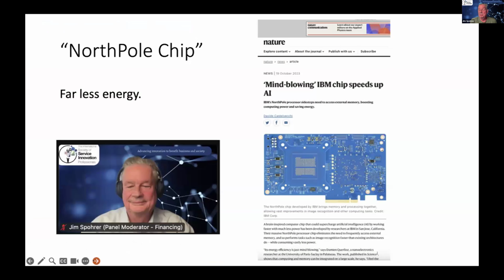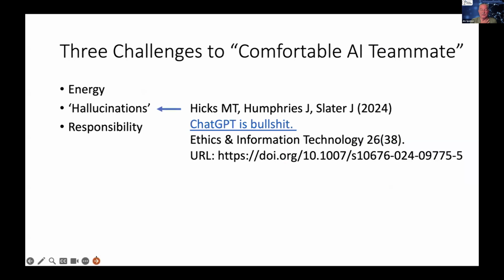And again, to kind of plug my former employer, IBM has the North Pole chip. This is something we take very, very seriously at IBM. And Dharmendra Modha at the Almaden Research Center is doing great work with his team to create low-energy versions for AI, hundreds of times, thousands of times less energy use. And that's what's going to get me comfortable on the energy level, when we can get down to lower energy levels.